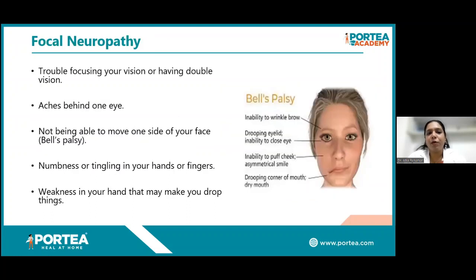Focal neuropathy. Focal means difficulty in vision. You will have pain behind the eye. There can be numbness or tingling in your hands and fingers. And there can be Bell's palsy. Bell's palsy, you know, is a paralysis of the seventh nerve of the face, because of which one side of the face will droop because they are weak. So these are some neuropathies which we encounter normally.